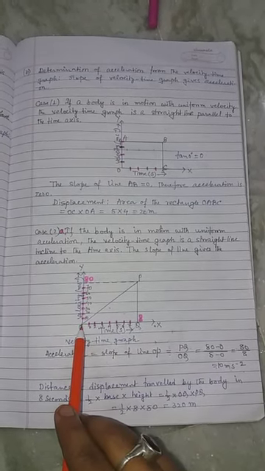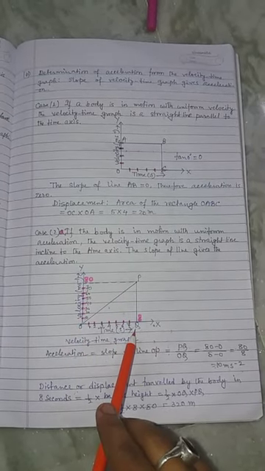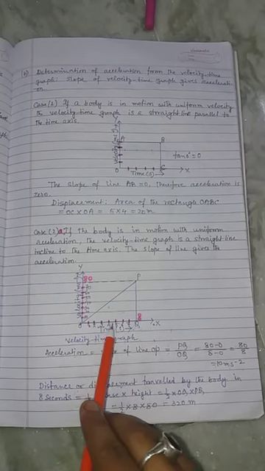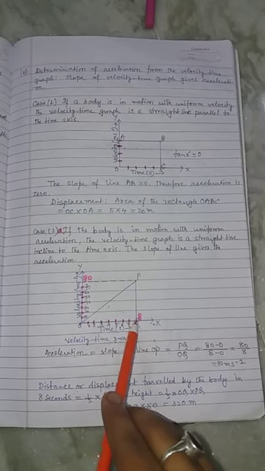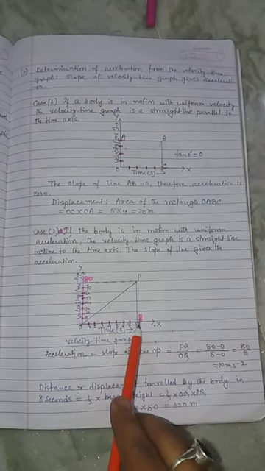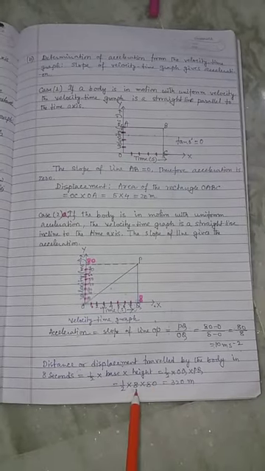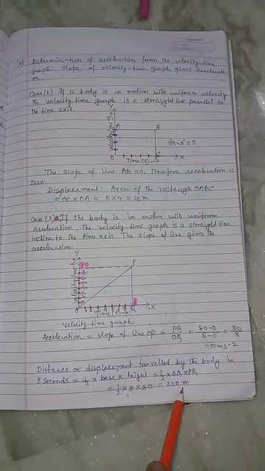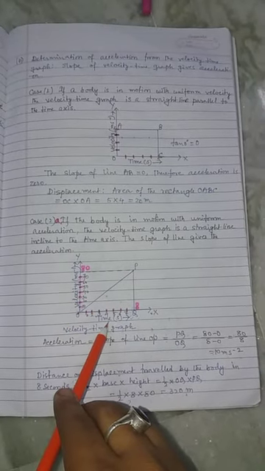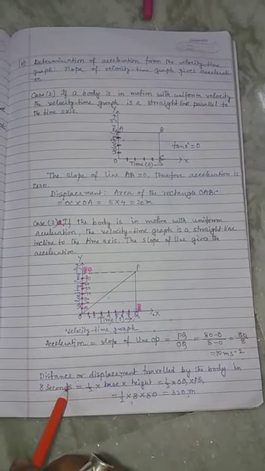Distance or displacement will be the area of OPQ, that means half into base OQ into height PQ. Putting the value of OQ equal to 8 and PQ equal to 80, we get half into 8 into 80, equal to 320 meter. Therefore, from the velocity time graph we can calculate acceleration as well as distance.